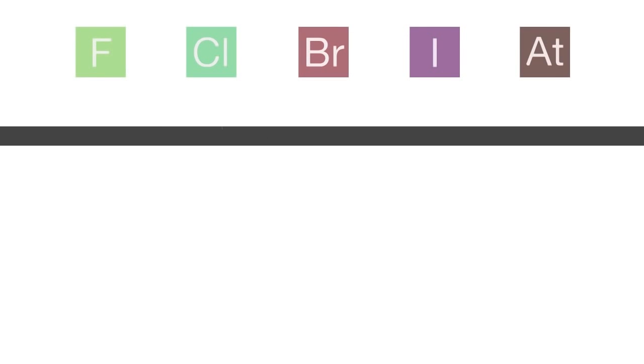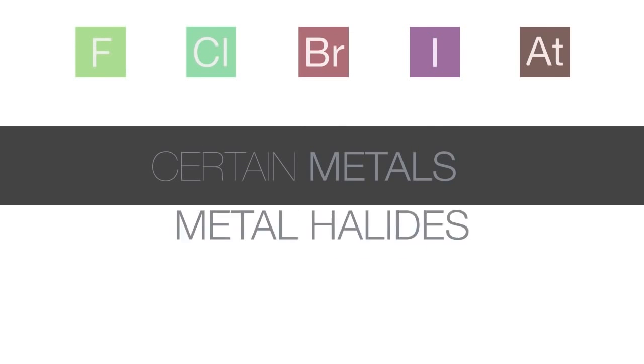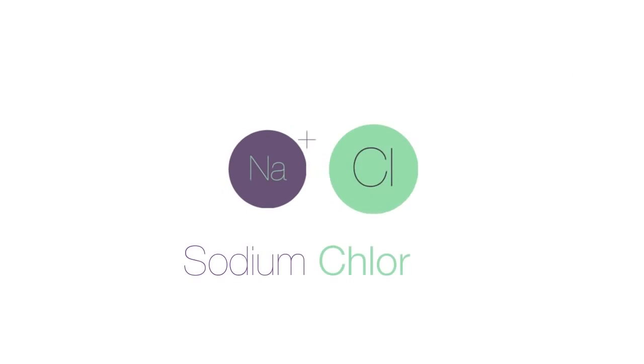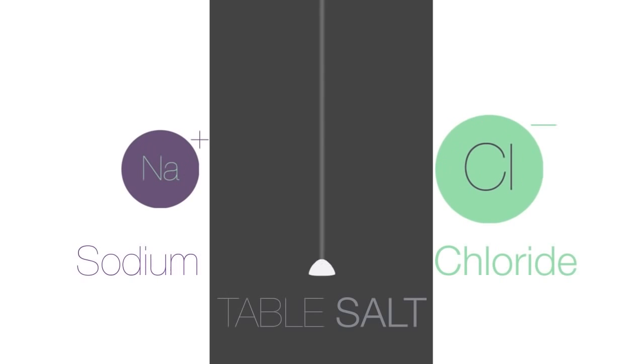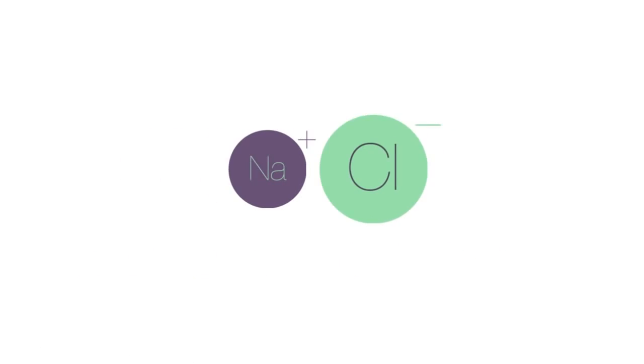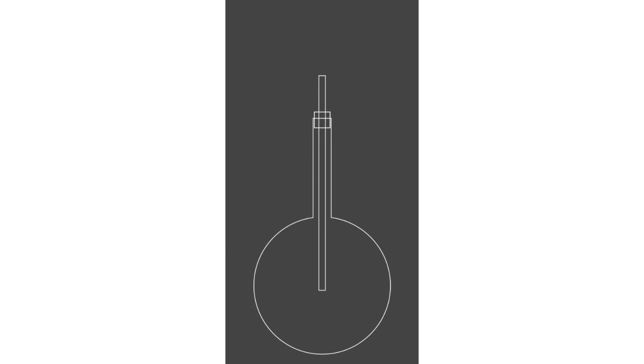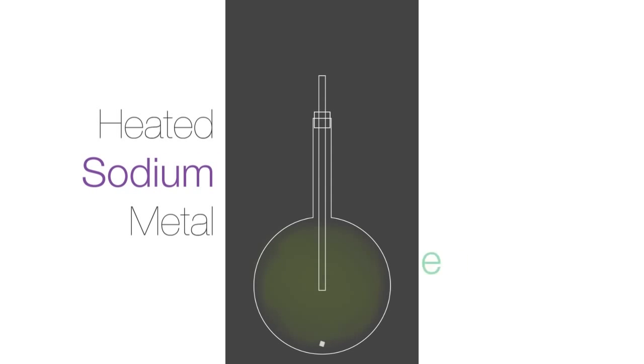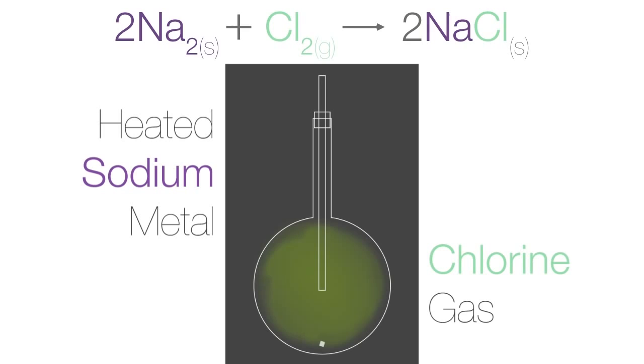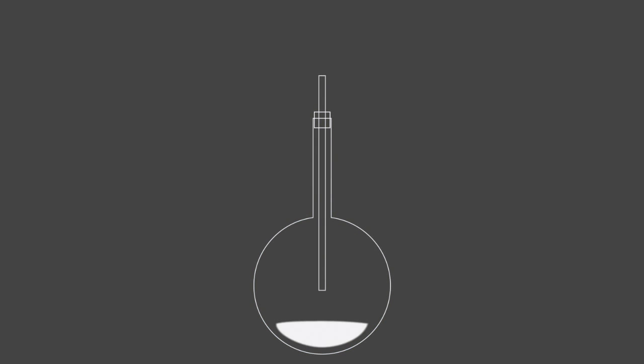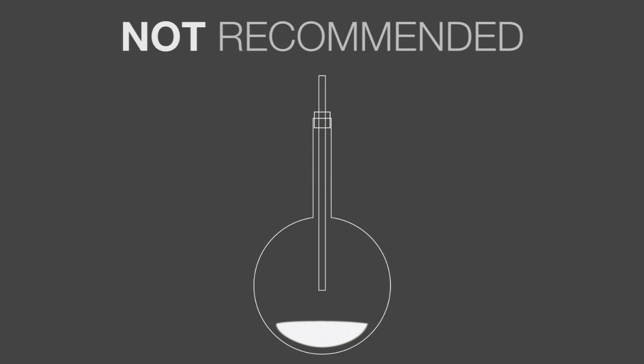Halogens can react with certain metals to form metal halides. A very common metal halide is sodium chloride or regular table salt. Sodium chloride is extracted from the sea or from salt mines. Sodium chloride can be produced from the reaction of heated sodium metal with chlorine gas. Since it is a highly exothermic reaction, it is not recommended that this be done in a laboratory.